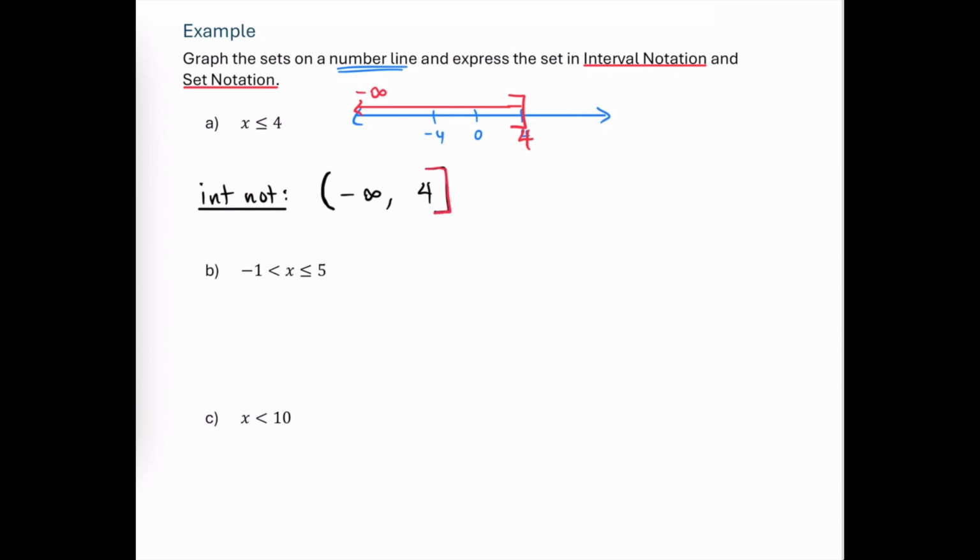And again, we see that we have a bracket around the 4 because that 4 is included in the set. So this is the interval notation for part A.